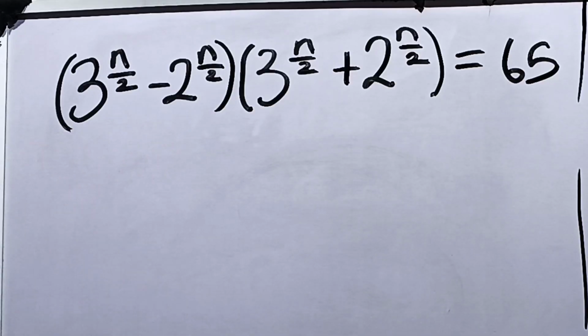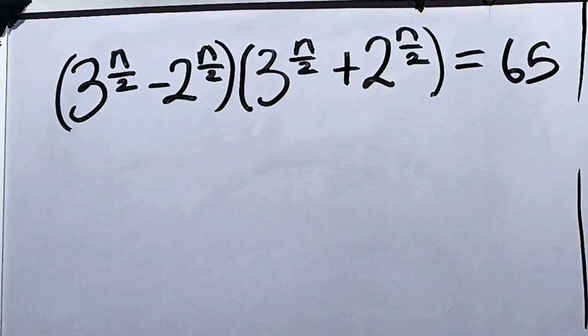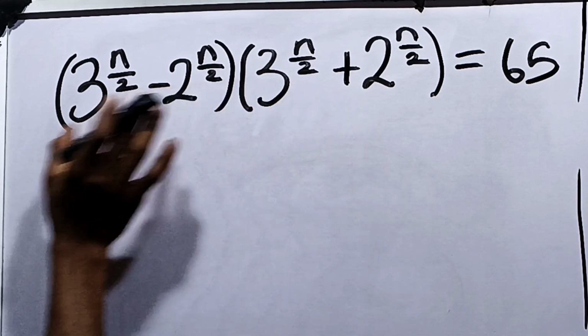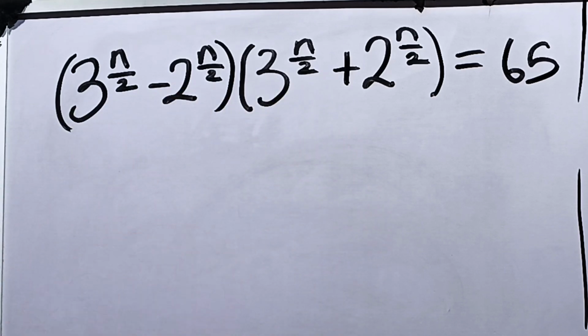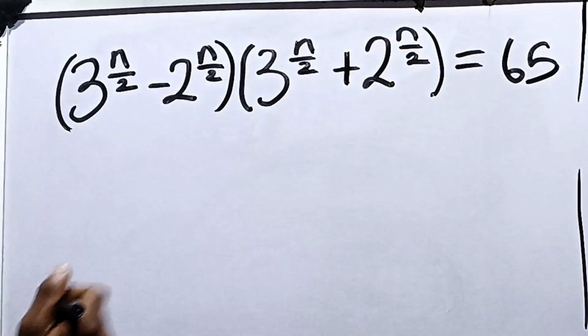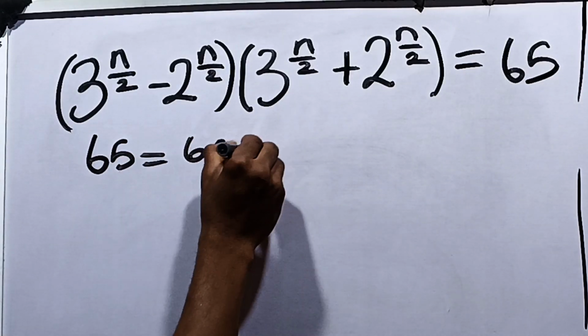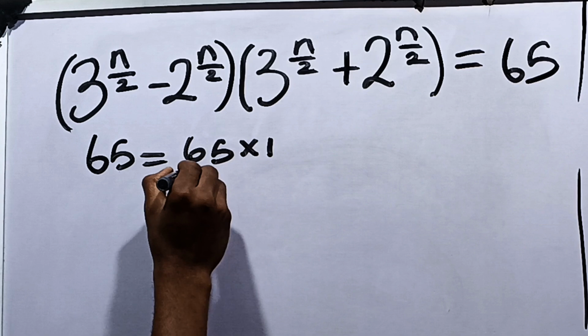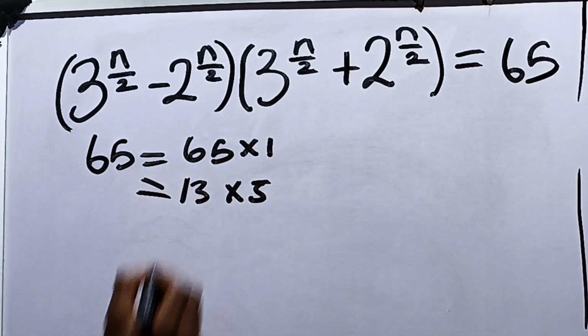Moving on from here, we can now see that we have the same number adding and the same number subtracting. As a rule, the sum should be bigger than the difference because plus is greater than minus. Now, if this is greater than this, let's outline the multiples of 65. So the multiples of 65 here are 65 times 1 and 13 times 5. So this is also equal to 65.